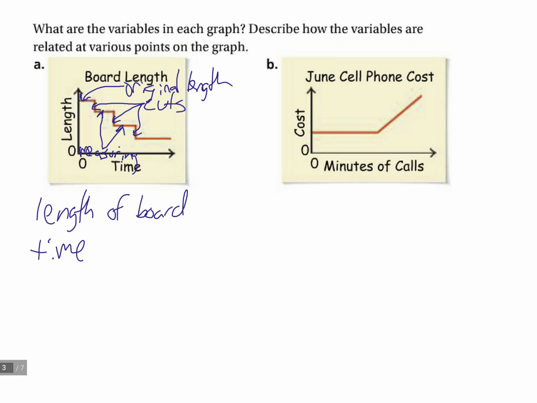Okay, and now what happened right here? What's going on there? Okay, we're done. No more cuts. Okay, so that's the idea.